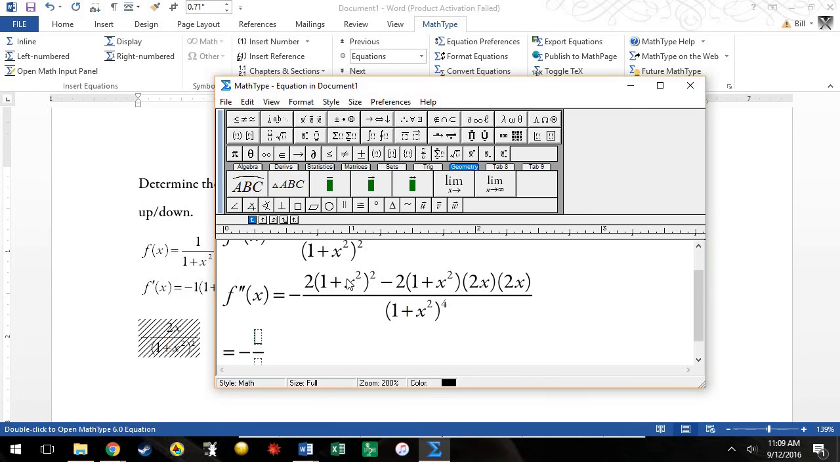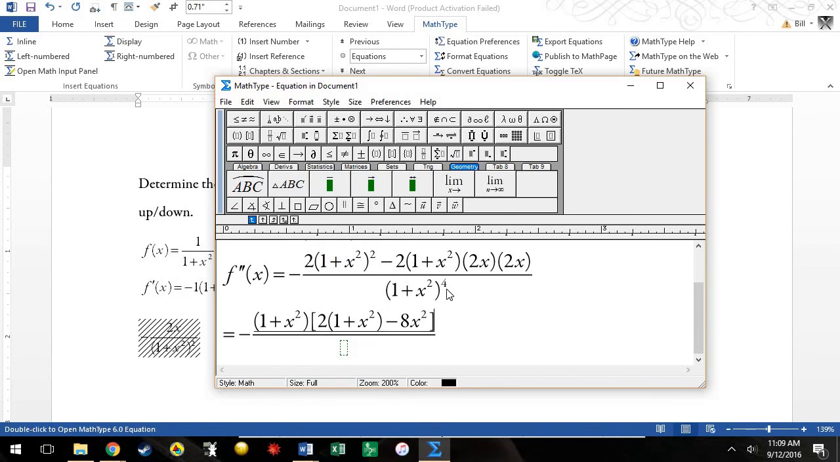My trick here is I'm going to factor out 1 plus x squared. You see I have two terms on the top. I'm going to factor 1 plus x squared out. And then what I'm left with from the first term is 2 times (1 plus x squared) to the first power, after I take 1 plus x squared out. And the second term I have minus 2 times 2x times 2x, so that's minus 8x squared.